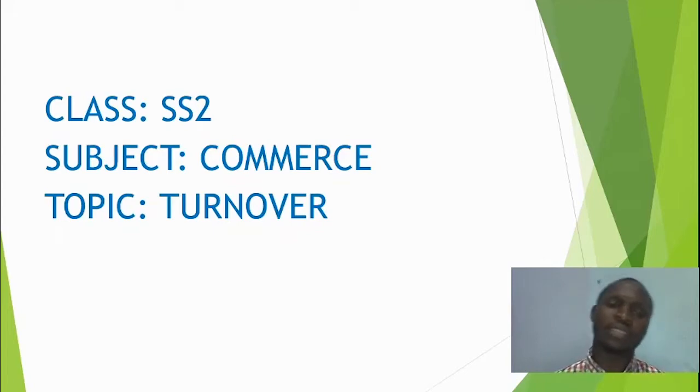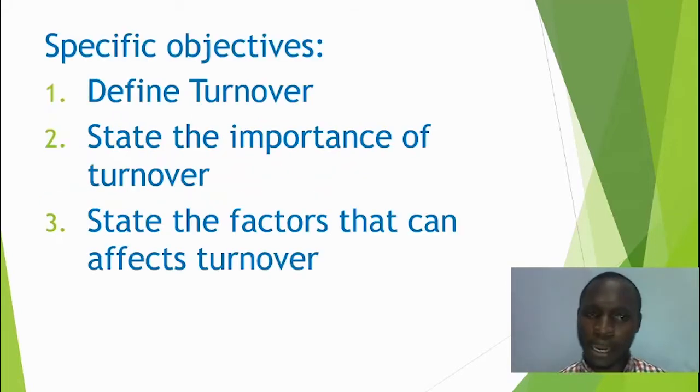Just like in our last class, we said profit is one of the ways of measuring if a business is progressing or not. Today, turnover also is one of the ways of measuring if a business is progressing or not. Our objectives for today are: 1. To define turnover, state the importance of turnover, and state the factors that can affect turnover.